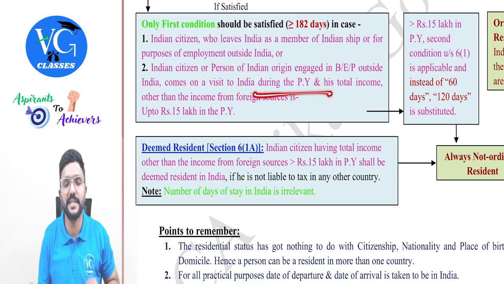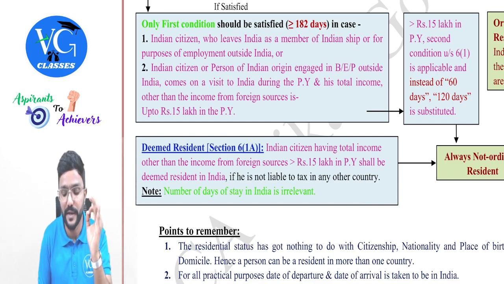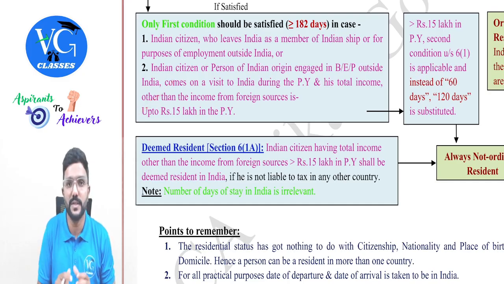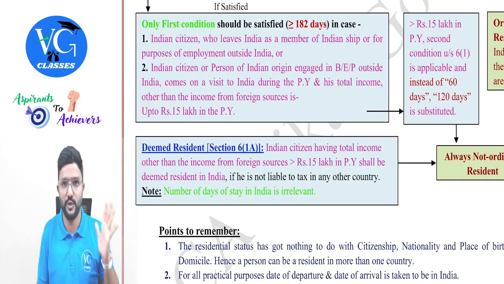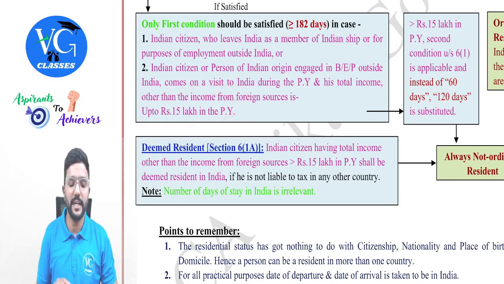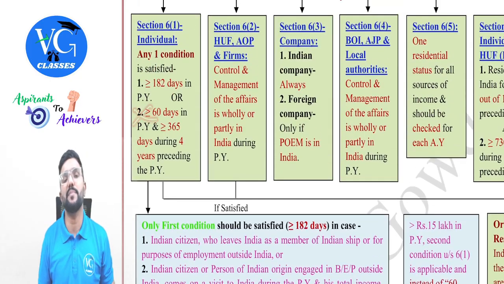When? During the previous year. And now the key point is total income other than the income from foreign source. In simple, income from Indian source. Clear? Total income other than the income from foreign source means, can I call it as Indian income or income from Indian source? Yes. Is up to 15 lakh. In that case also, second condition is not applicable, guys.